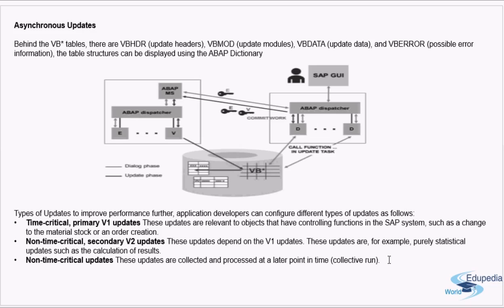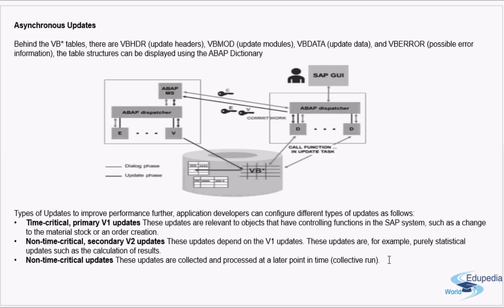Now V1s will be processed first. After V1 is processed, then only V2 will be processed. Until the V1 updates are cleared, V2 will not be processed. And sometimes a bunch of V2 updates will be collected together, maybe because they are dependent on each other, and they'll be processed in a collective run.